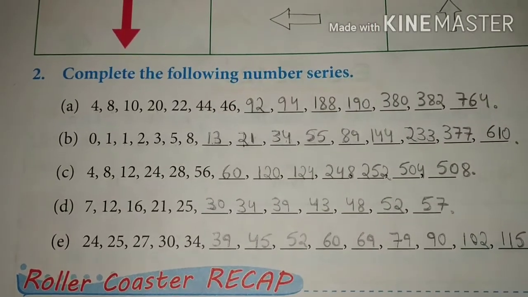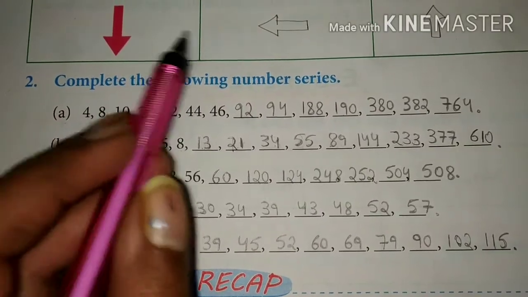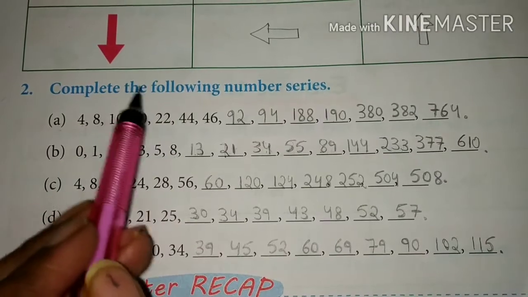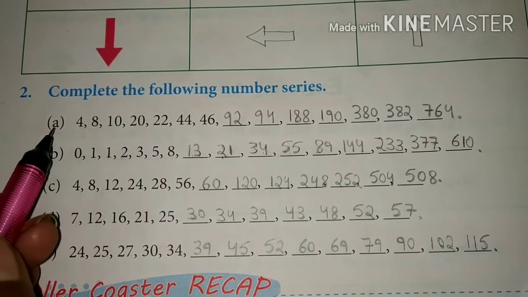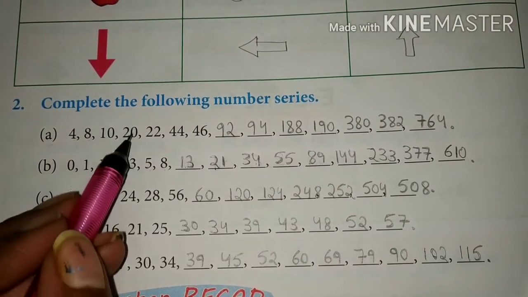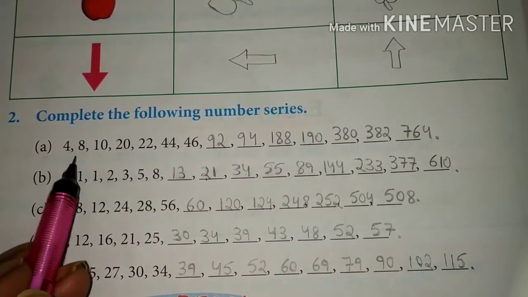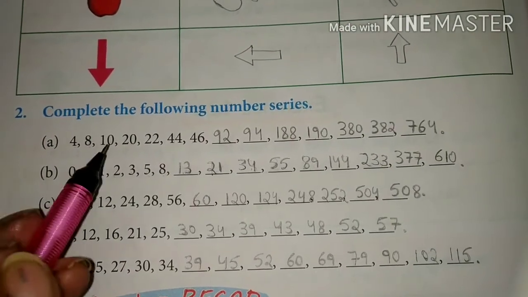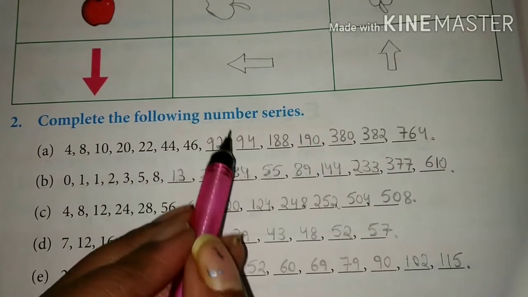Students, today we will study question number 2. Complete the following number series. Students, in this question, we have to complete the following number series. Now students, come to A part. Question is 4, 8, 10, 20, 22, 44, 46. Students, in this question, you have to understand the pattern which these numbers are following so that we can fill the other blanks.